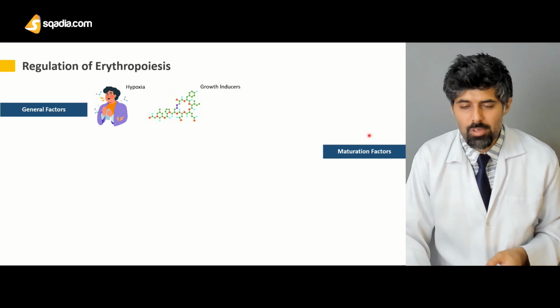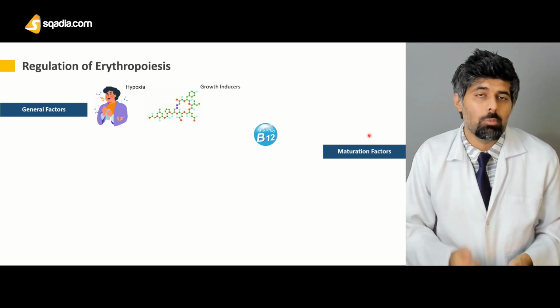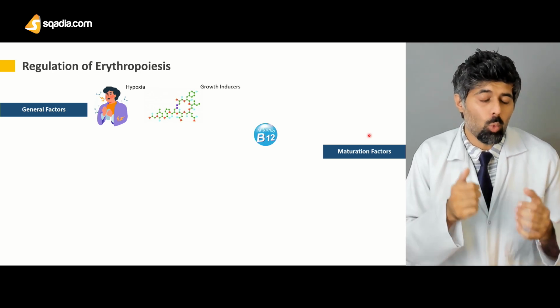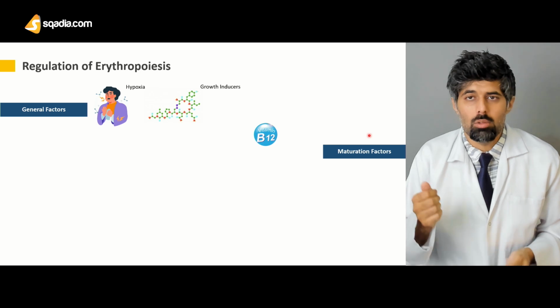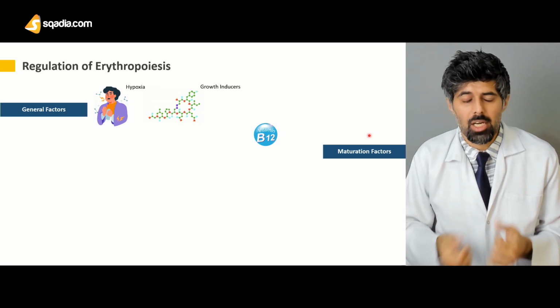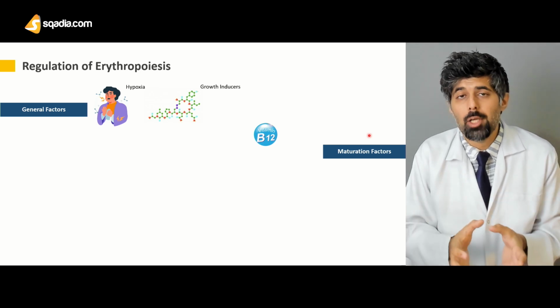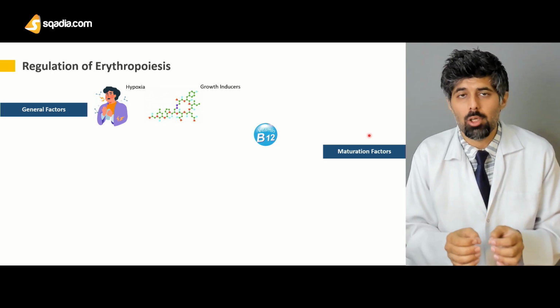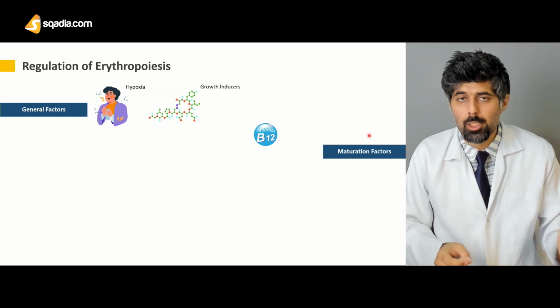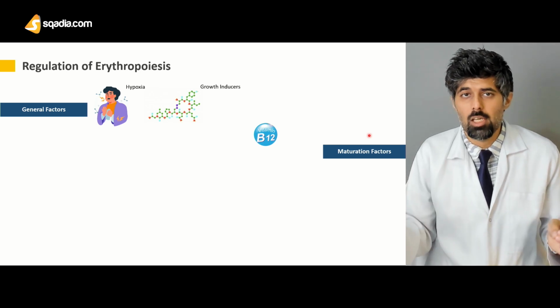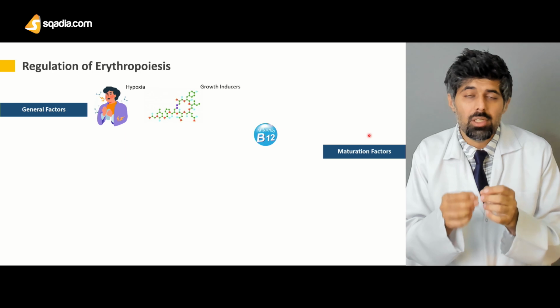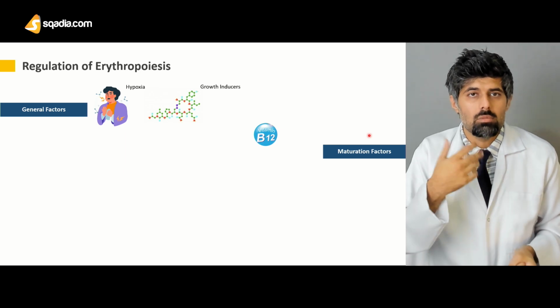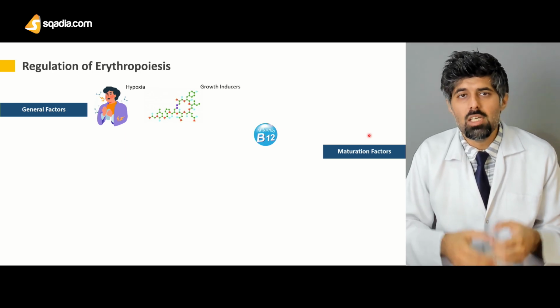Maturation factors include, one, vitamin B12. Vitamin B12, or methylcobalamin as it is known, is vital to the maturation of the RBCs. It is totally required for the formation of a reticulocyte to a biconcave erythrocyte. It does so by inducing the formation of the DNA.